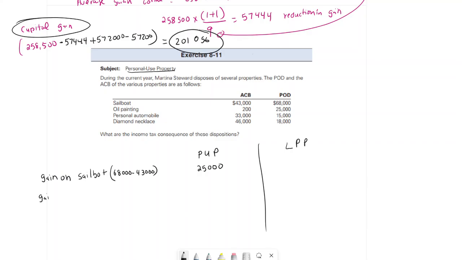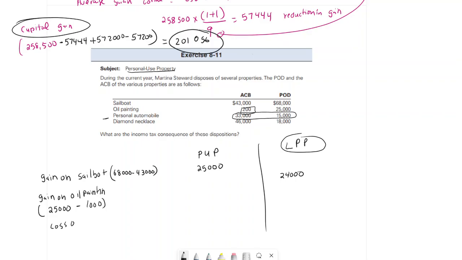It seems like we also have a gain on an oil painting. It is listed personal use property. We sold it for 25,000, and under listed personal use property the cost cannot be lower than 1,000. So that gives a gain of 24,000. Now we have a personal automobile, which is personal use property, and it seems like there is a loss, and we are not allowed to claim it.